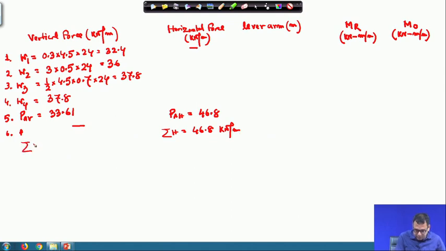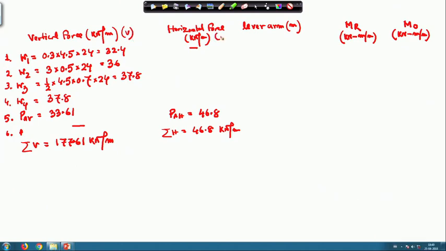And the summation of all vertical forces, if you add these 1, 2, 3, 4, 5 forces, will come out to be 177.61 kilonewton per meter. So, summation of all vertical forces. So, vertical, this is V and this is H.